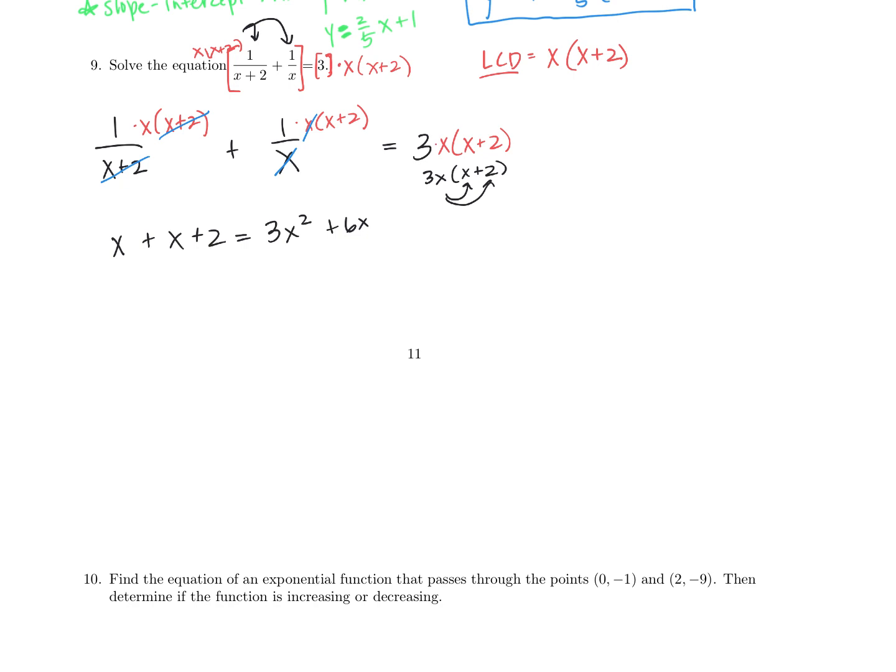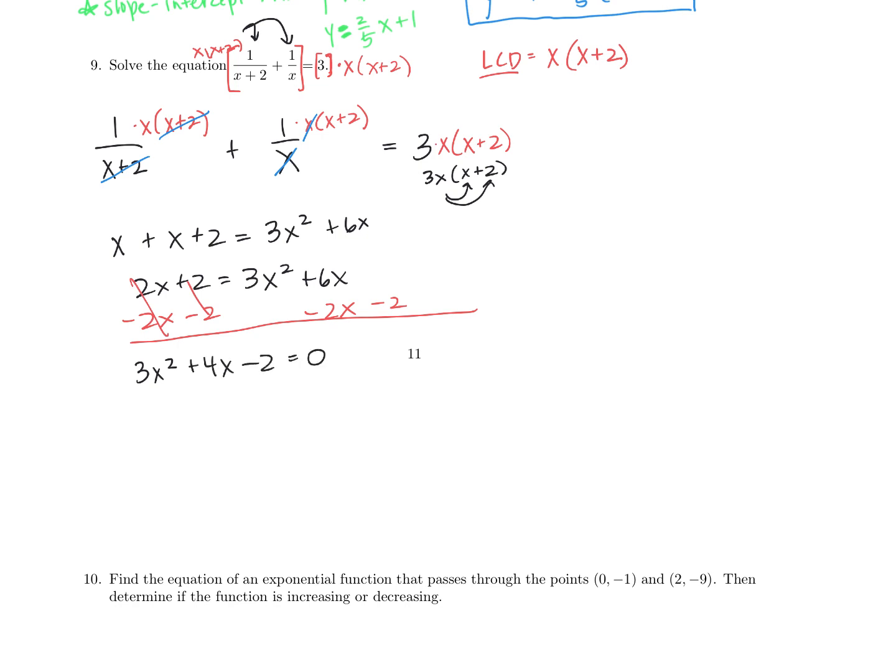Combine like terms on each side, so x plus x is 2x. That's the only thing that we have right now. Since we have a power and we have more than one variable, we're going to move everything to the same side and set it equal to 0. Since my 3x squared is on the right and it's positive, I'm going to move everything that way. So I'm going to subtract 2x, subtract 2. So that's going to give me 3x squared plus 4x minus 2 is equal to 0. And now I need to solve that.